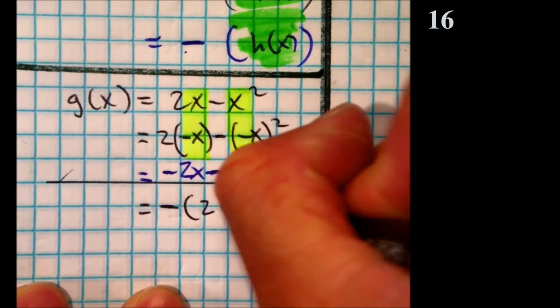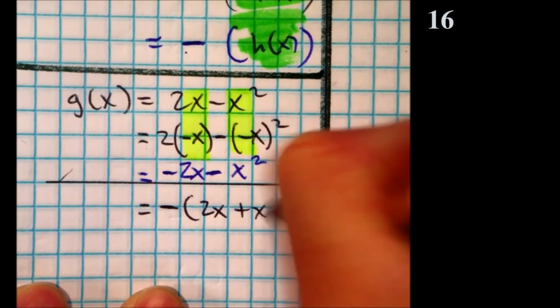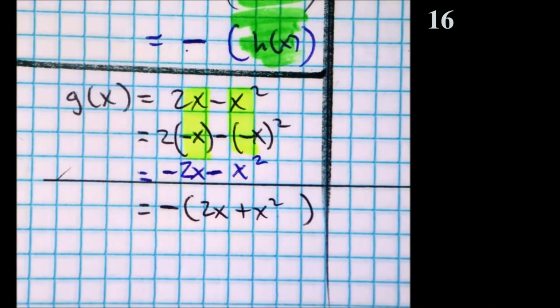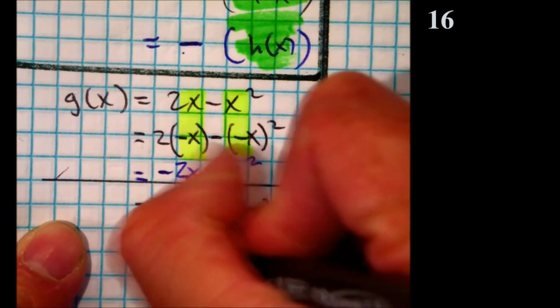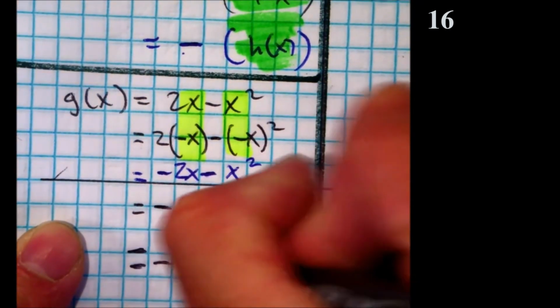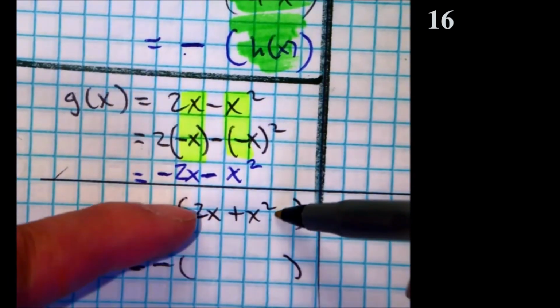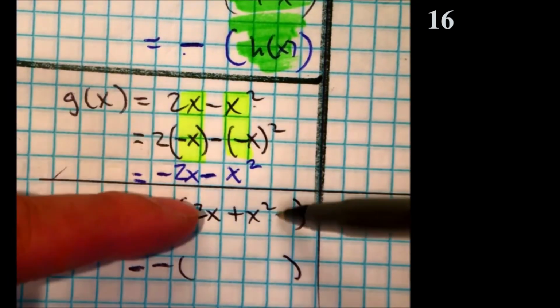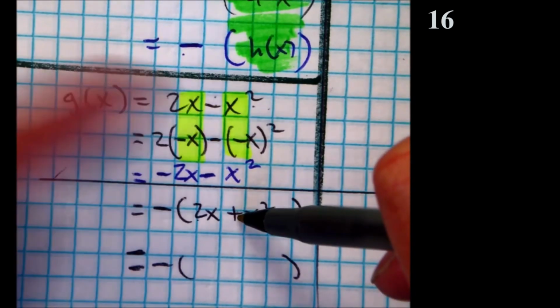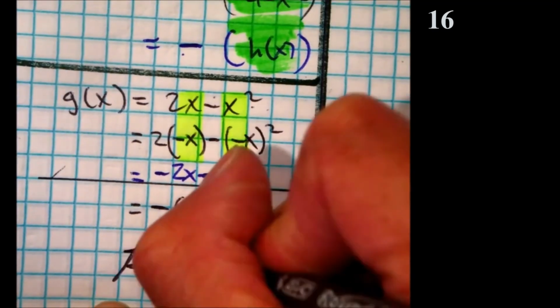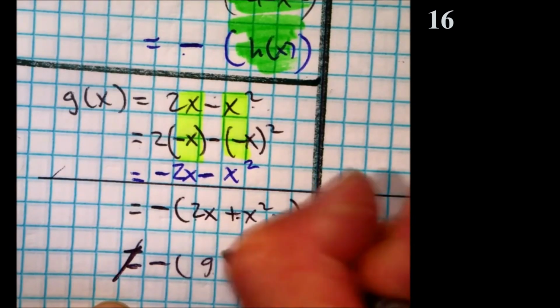2x plus x squared. Raise your hand if you got that. Okay. Class, is this the original problem? No. Okay. 2x, and then that one says negative, but this one's positive. Are you following? So I can't put in g of x. Or you can also do this. It's not equal to the opposite of g of x.